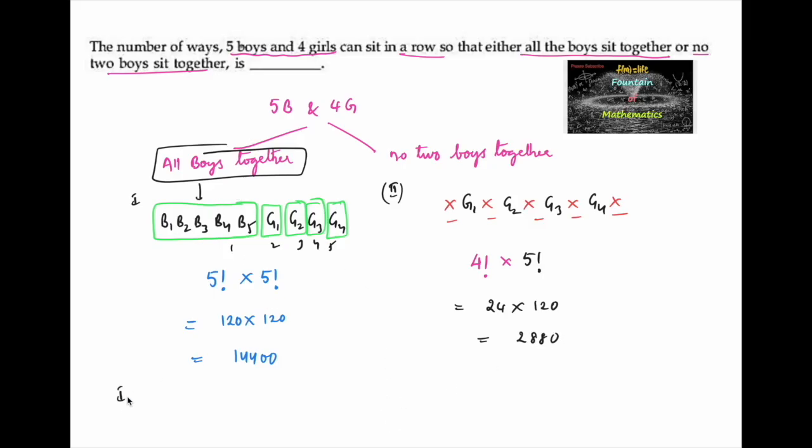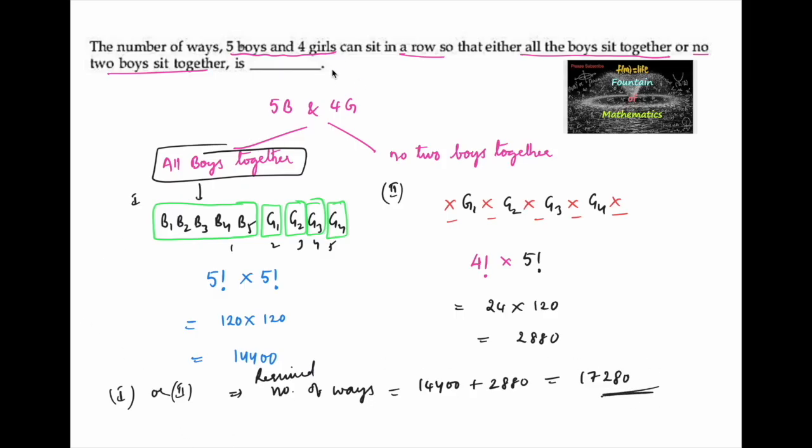So either the first case or the second case, which implies that the required number of ways is equal to 14400 plus 2880, which is equal to 17,280. So 17,280 is the answer.